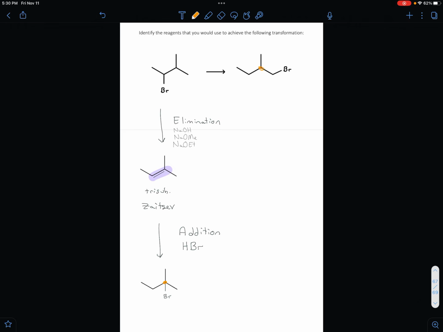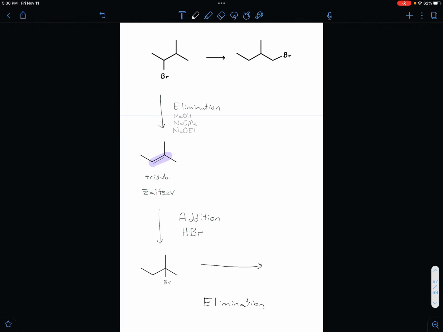So when I look at this carbon in this molecule and I look at the same carbon in the product, there is no bromine on it. So what big category of reaction does that suggest? It suggests elimination. If you have the bromine there to start with, but you don't have it there to end with, then you have to have eliminated it. So we're going to do an elimination.